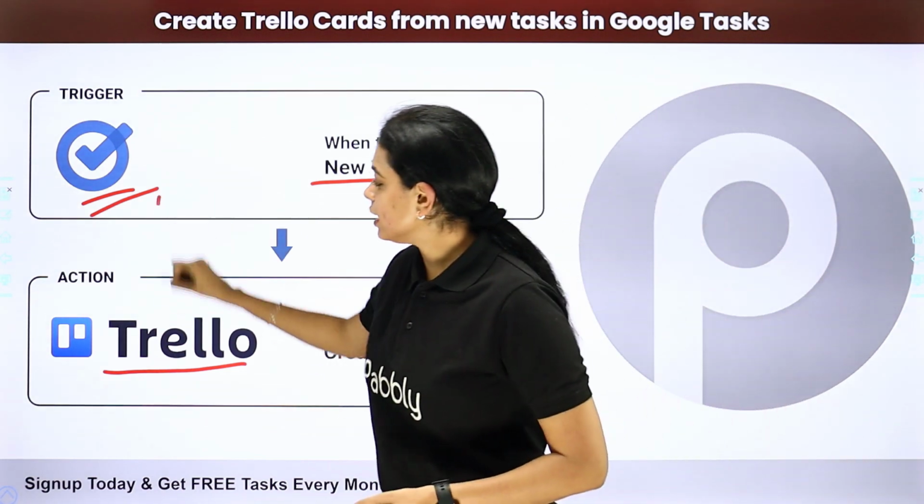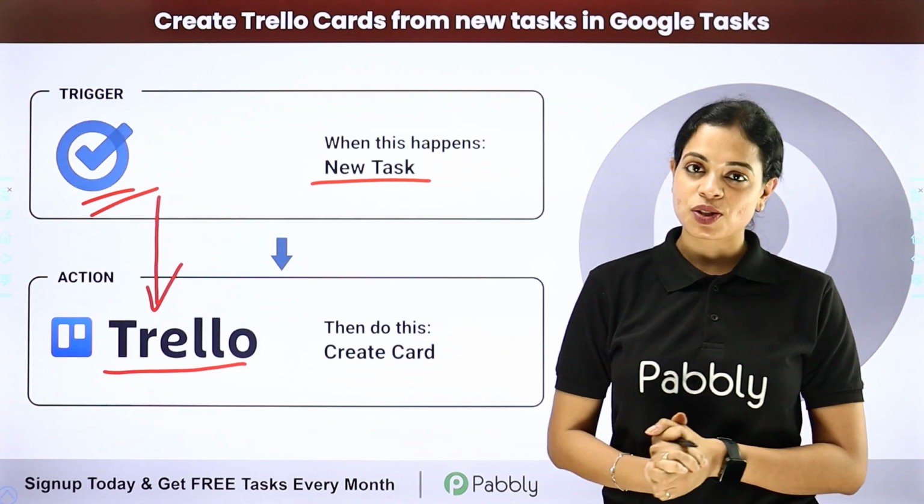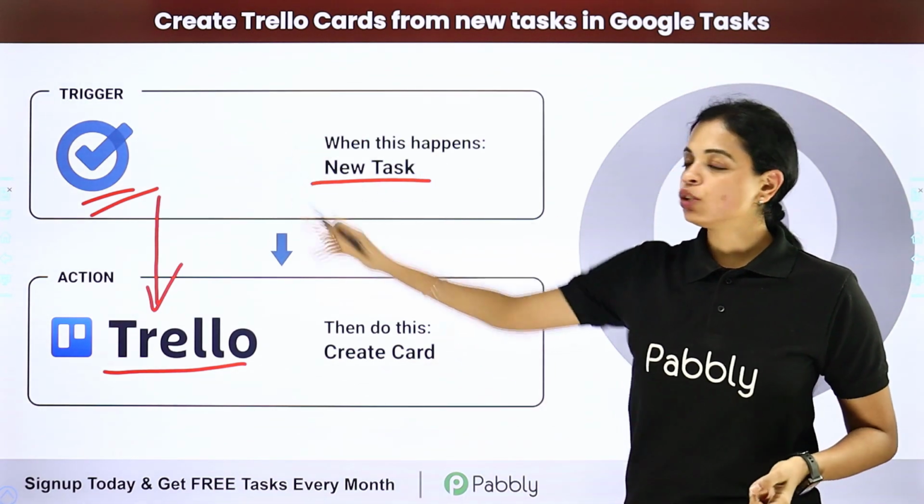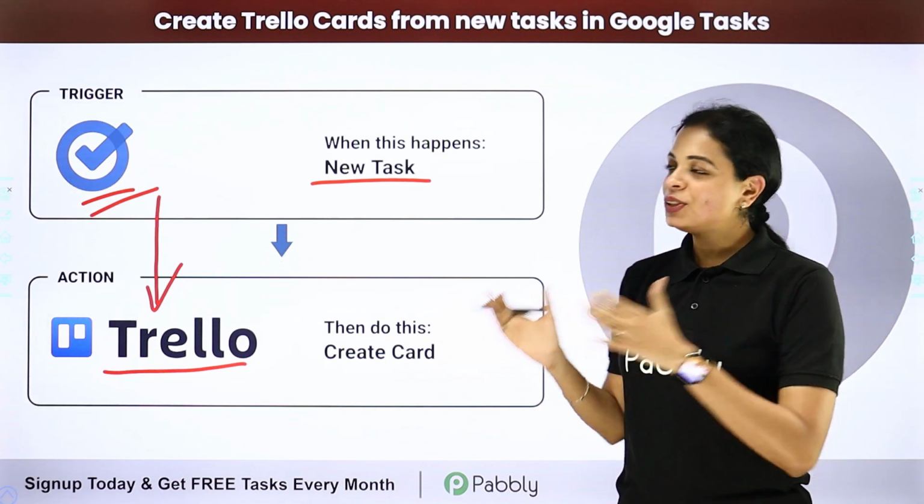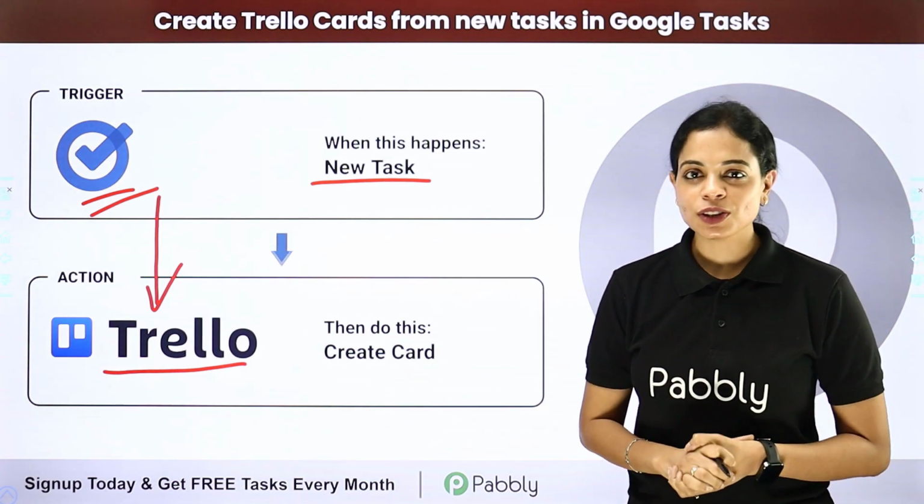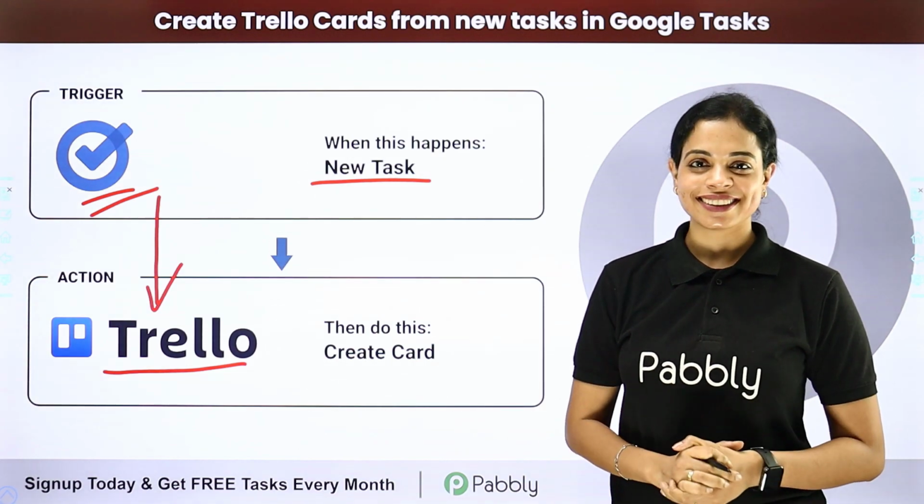For this, you will have to integrate these two applications, and the same thing can be done using Pabbly Connect software. Here, your trigger application would be Google Tasks and your action application would be Trello. Now, how can you do this yourself? Integrate and automate this entire process. To understand that, let me take you to my screen.